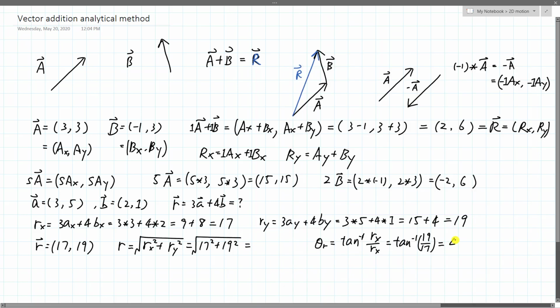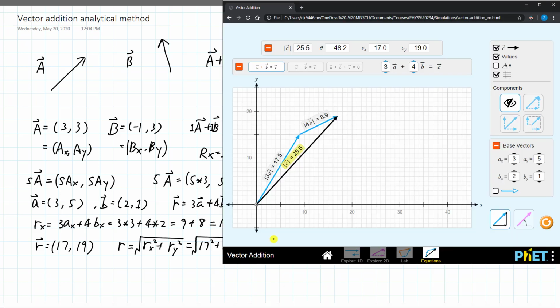So this is 48.2 degrees and 25.5 in length. I can recall that simulation, and we can inspect that 25.5 magnitude and 48.2 degrees of angle with the x-axis. I think I can even display that over here, but the angles are overlapping pretty badly. I guess they didn't have anything to tell whether things are overlapping or not.